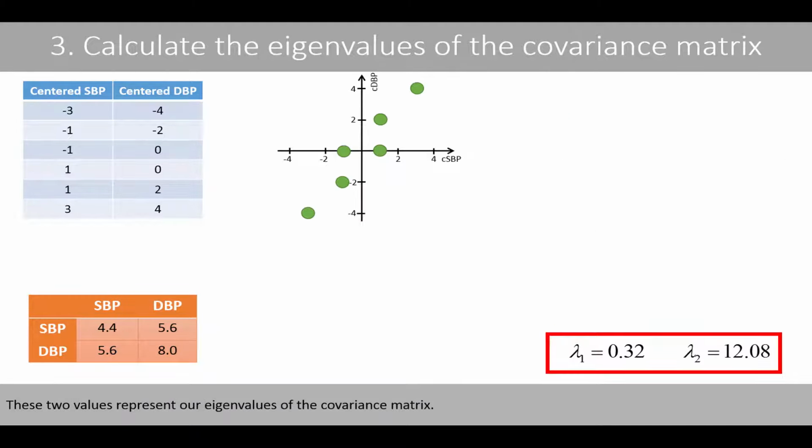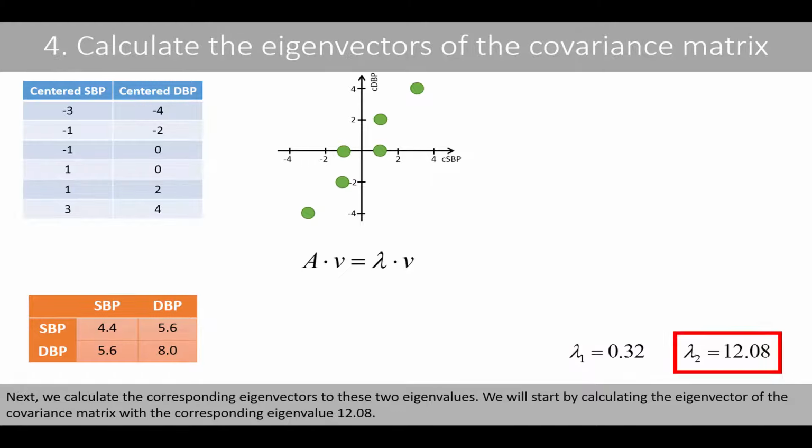These two values represent our eigenvalues of the covariance matrix. Next, we calculate the corresponding eigenvectors to these two eigenvalues. We'll start by calculating the eigenvector of the covariance matrix with the corresponding eigenvalue 12.08.